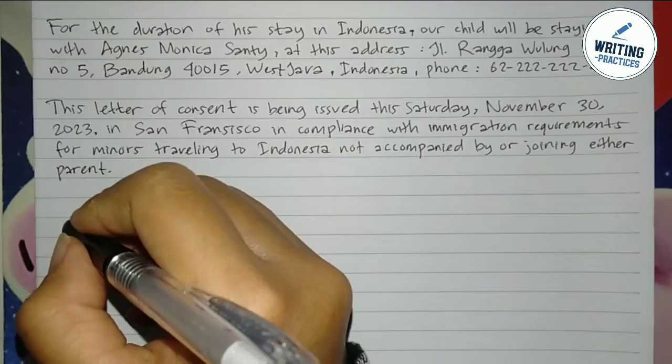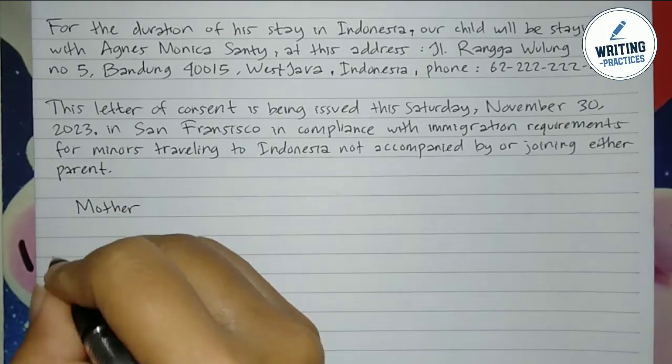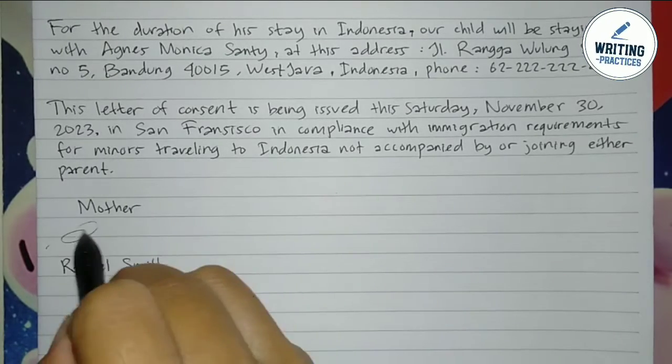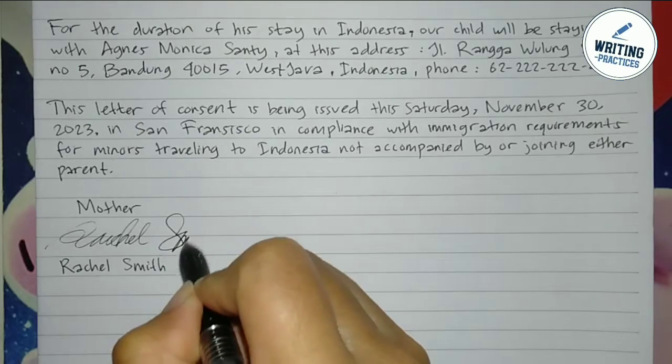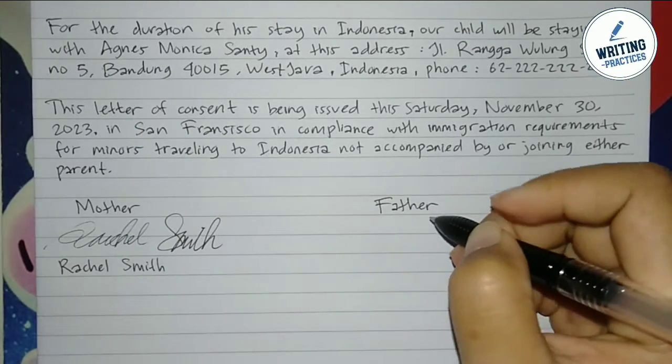Finally, you can close the letter by writing your names. Write the child's mother and father's name. Add your signatures too. So, that's how you write a consent letter for child to travel step by step.